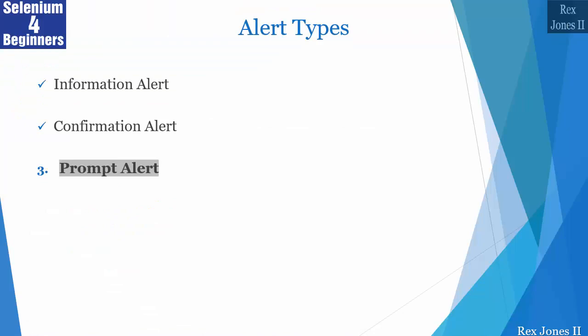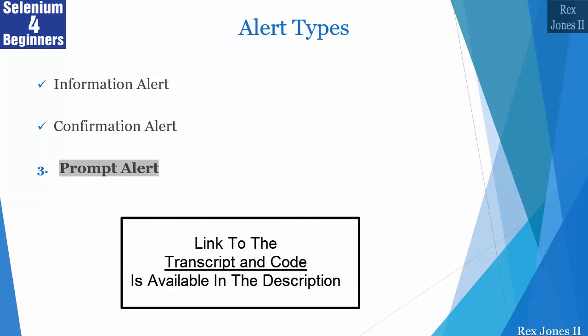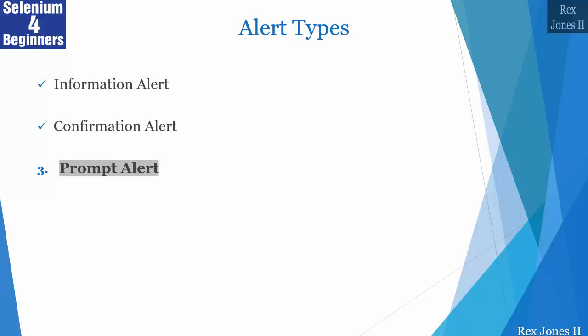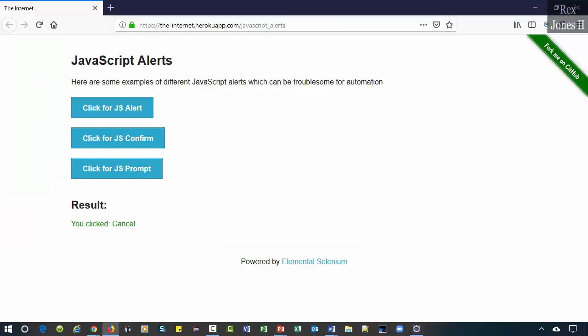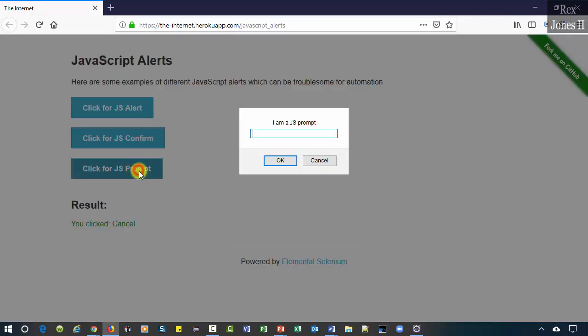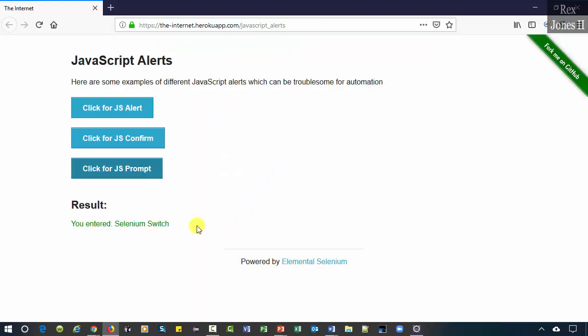Next, we are going to switch to a prompt alert, get text, and send text. Last, we are going to switch, get text, send information, then accept the alert. The third button is the prompt alert. We see an entry box for us to write information. Selenium switch and click OK. The result shows you entered Selenium switch.